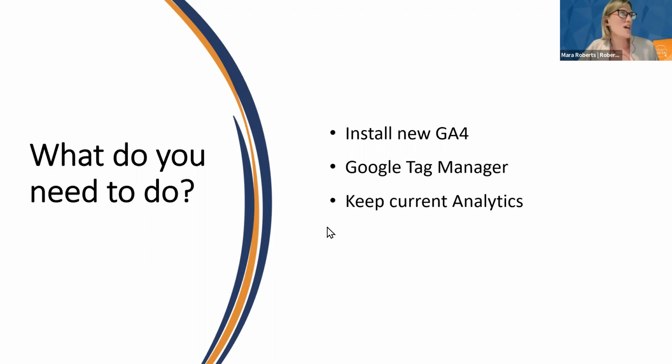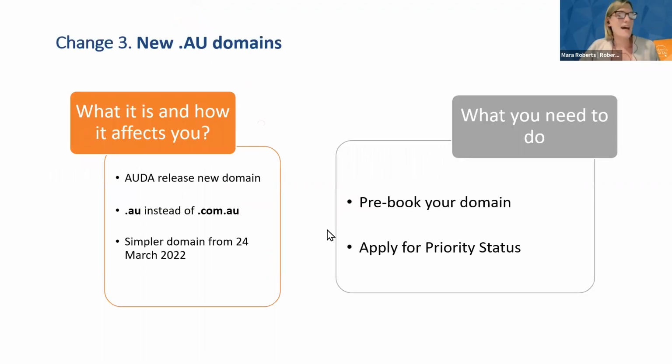Right, there's one more change that I'd like to talk about, and that is the new .au domains. What has happened is that the Australian Domains Authority has released a new domain extension for the first time in a very long time. And so this is .au. Now, I understand that most of our schools are qld.edu.au, or the education extension.